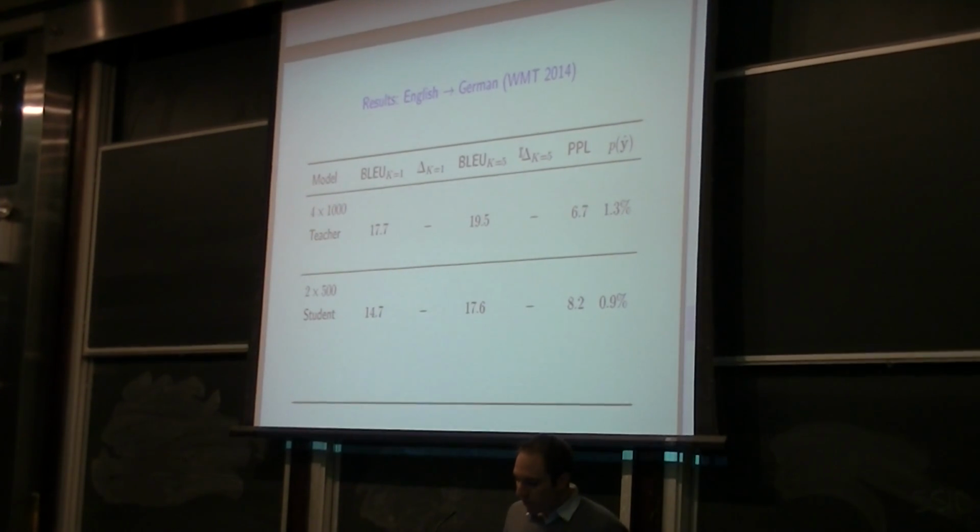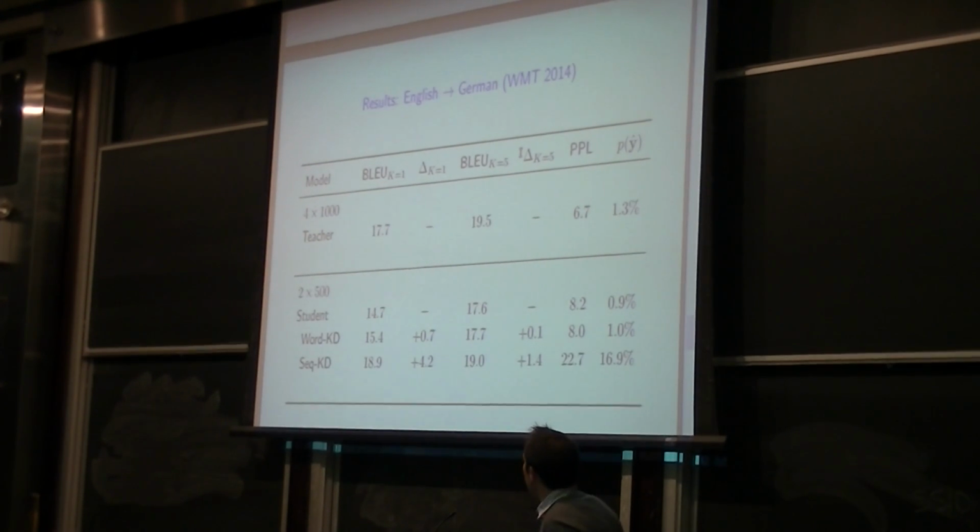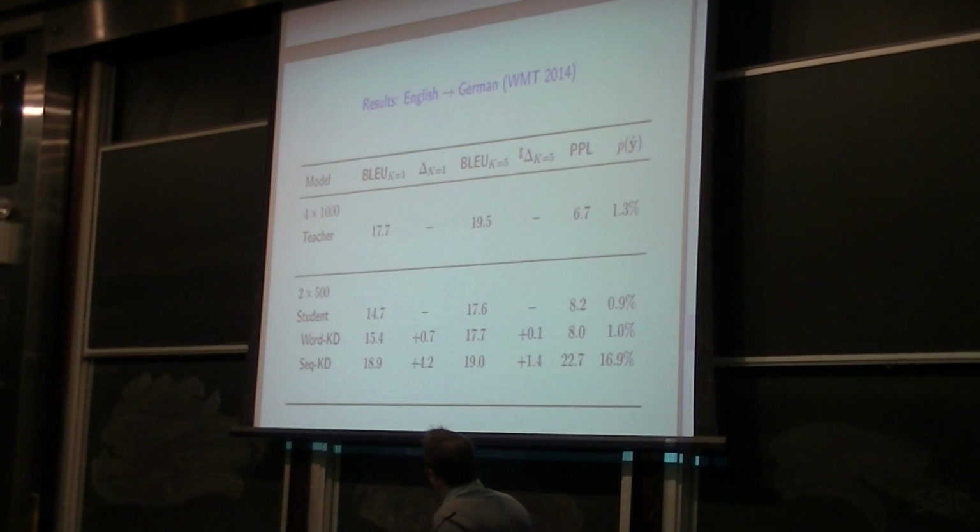Now, first we tried word knowledge distillation. We didn't see that much of a gain. And then we tried sequence knowledge distillation. And we saw two things. So one, you gain back a lot of what you've lost. So you get about 1.4 BLEU points back. But even cooler is you also do pretty well even when you're doing greedy search.